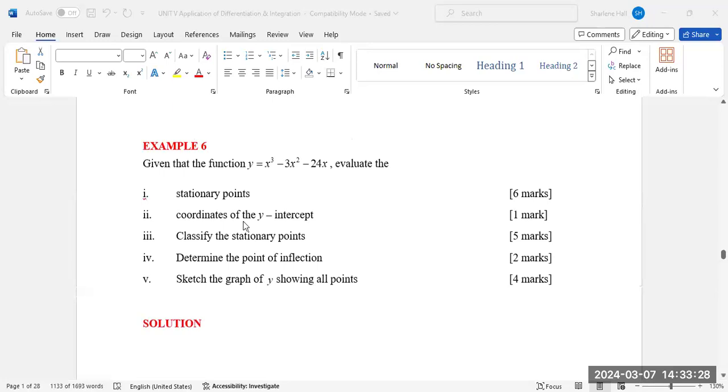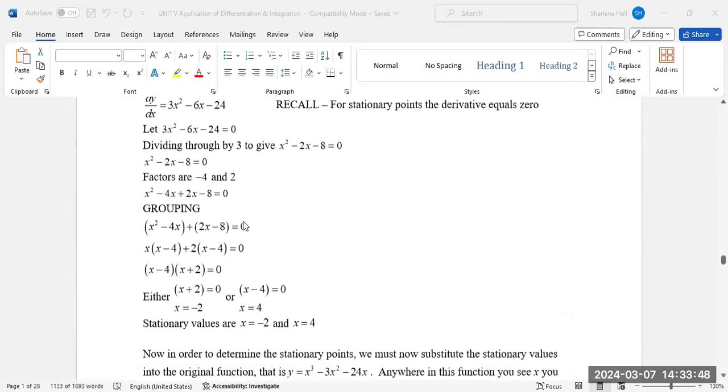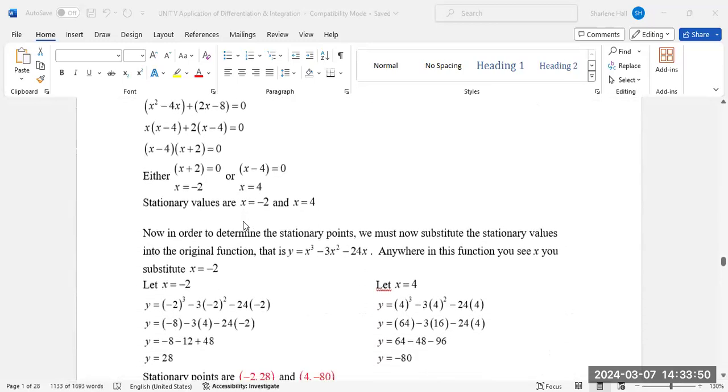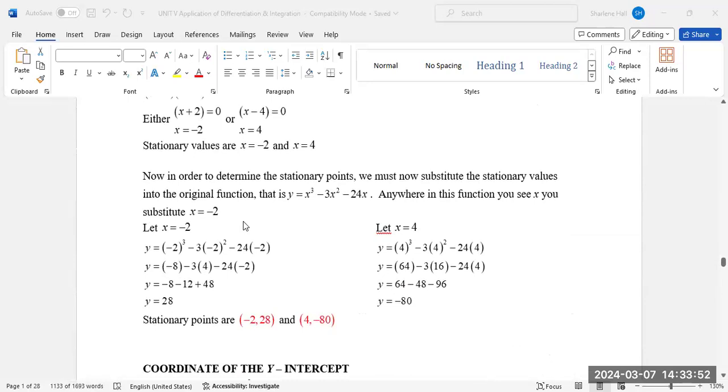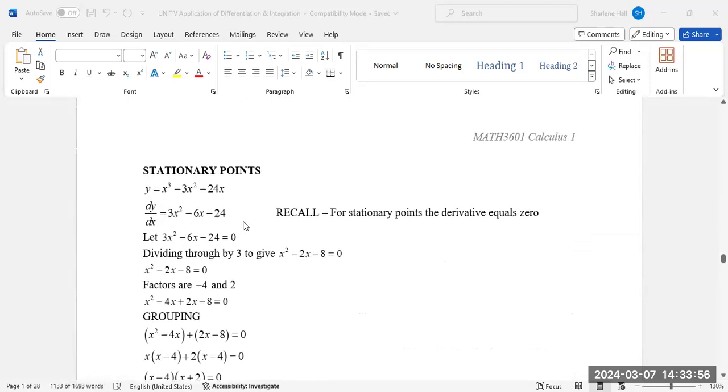All right. So check to see if that was the question that I gave you: x cubed minus 3x squared minus 24x. Yes, sir. Okay. So for my stationary point, I'm at a negative.